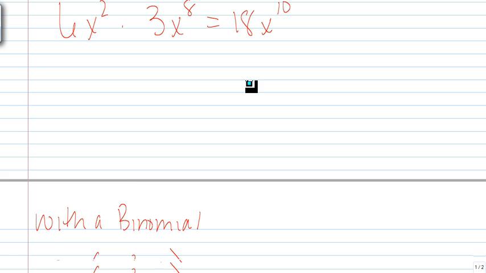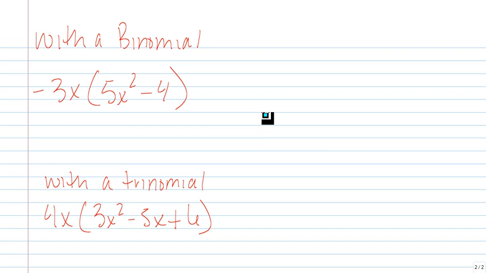Okay, so now what if I have a monomial and I want to multiply that times a binomial, or two terms? You're going to distribute. So you're going to take my negative 3x here and multiply it times the first term, which is 5x squared. Negative 3 times 5 is negative 15.